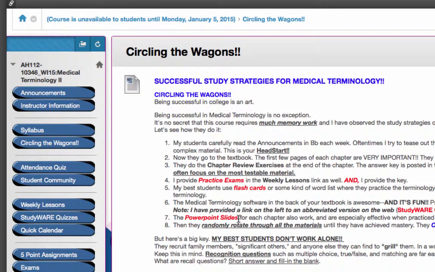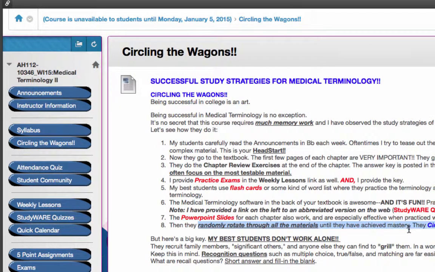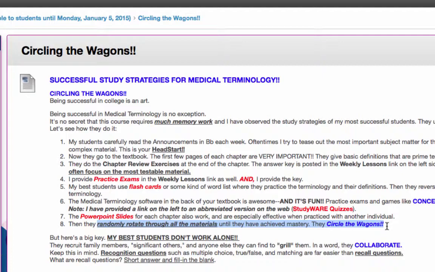The PowerPoint slides are also a great strategy for studying for the exams. And once the students have gone through some of these methods for studying, they randomly rotate through all the materials until they have achieved mastery. And this is called circling the wagons. Notice this, and this is a big key.